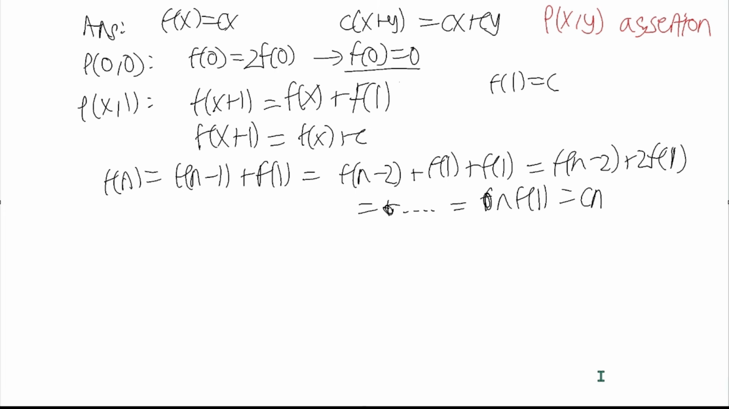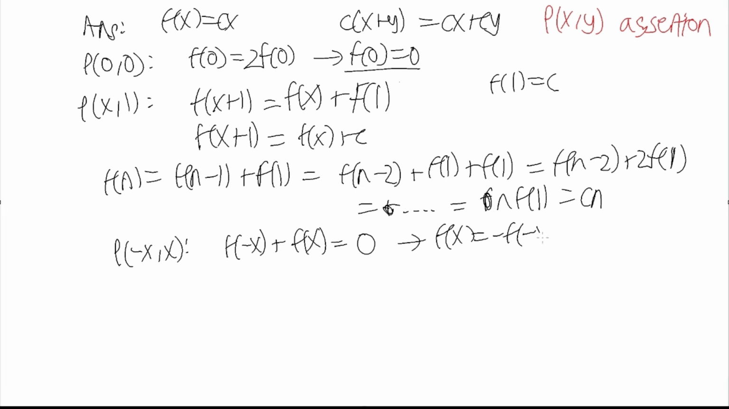And then we can generalize this to negative integers by using P of negative x, x, to get f of negative x plus f of x equals f of 0, which is 0. So f of x equals negative f of negative x. In other words, we can generalize this to all integers. In other words, f of n is equal to cn for all integers n.